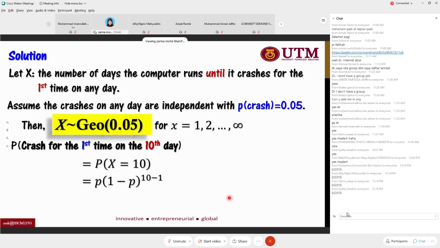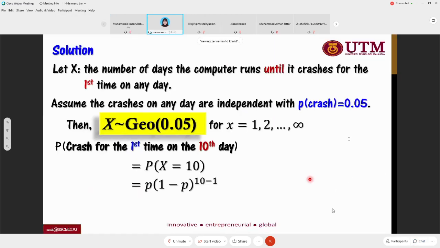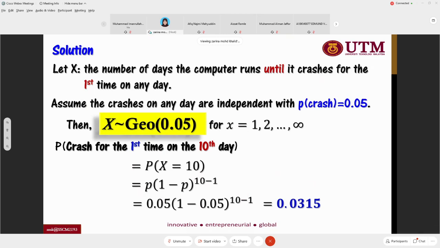0.0315. Okay, thank you very much. Fahmi, Shafiq, Nabil, Afiq, yeah? Farabi. Farabi, what's your answer? Okay, so we'll look at this answer. Yes, 0.0315. That's how you write down the answer, yeah?